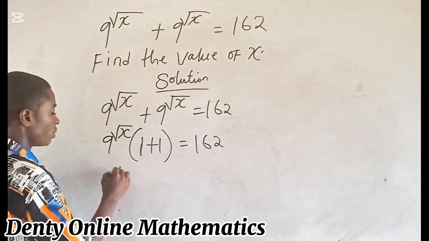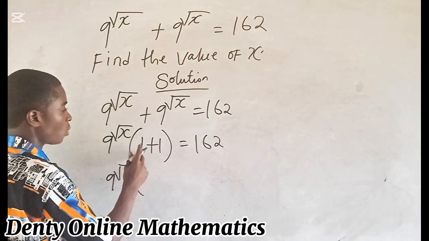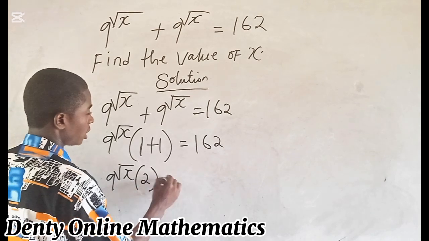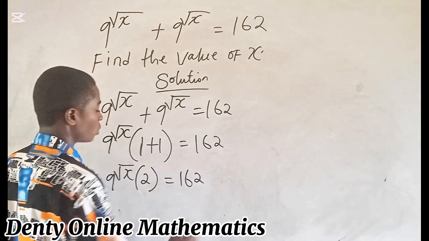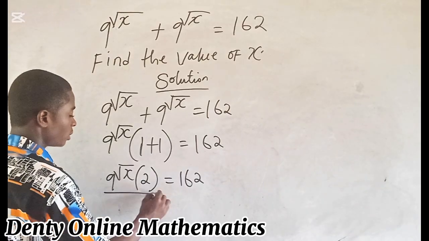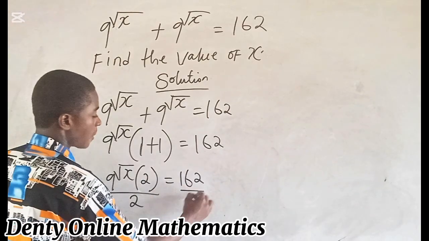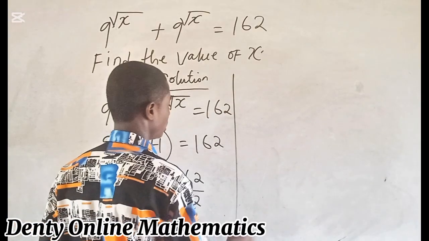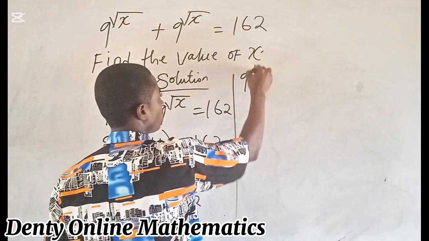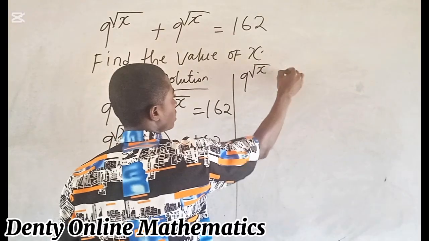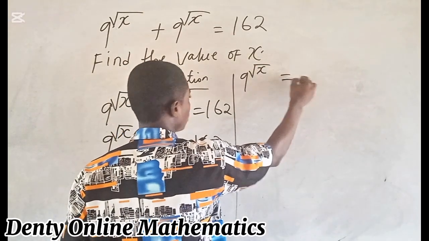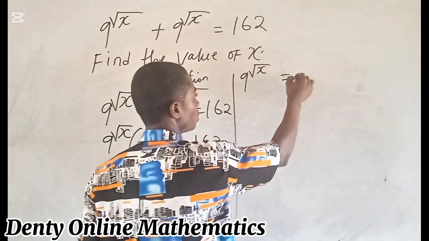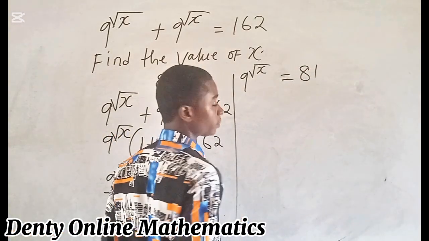Now 9 raised to the power of root x into 1 plus 1, which is 2, equal to 162. Now divide both sides by 2. So 2 will cancel out, and I'll be left with 9 raised to the power of the square root of x equal to 162 divided by 2, which will give me 81.